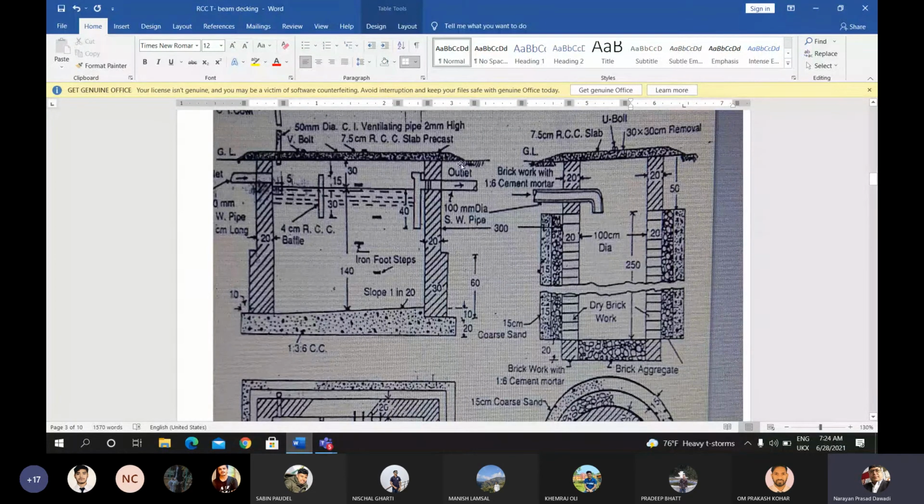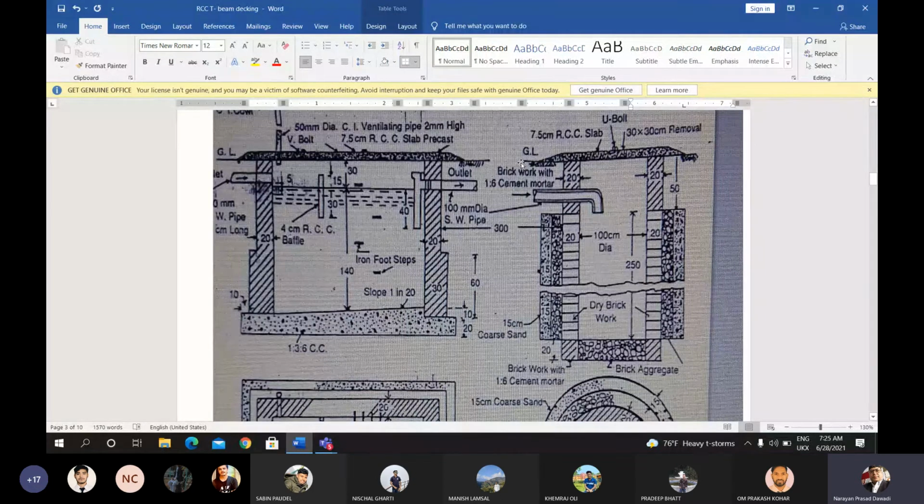Below the ground level, we have to excavate the trench for the septic tank. The excavation height is up to the bottom of the PCC. We have to dig the trench, and the soil has to be excavated out. This is the item for the excavation of the septic tank.